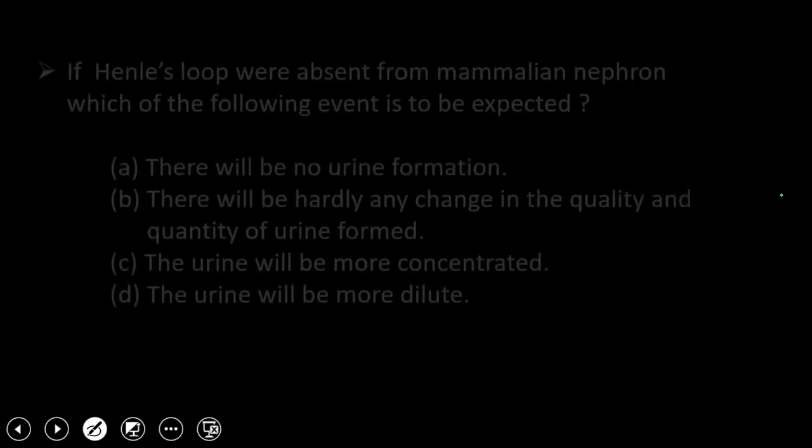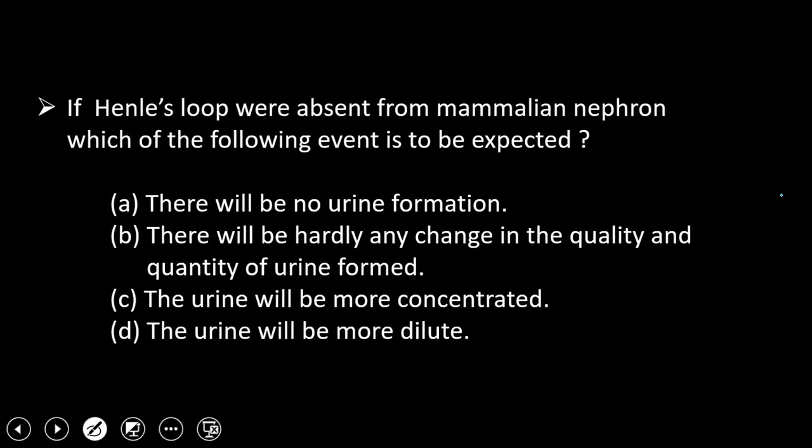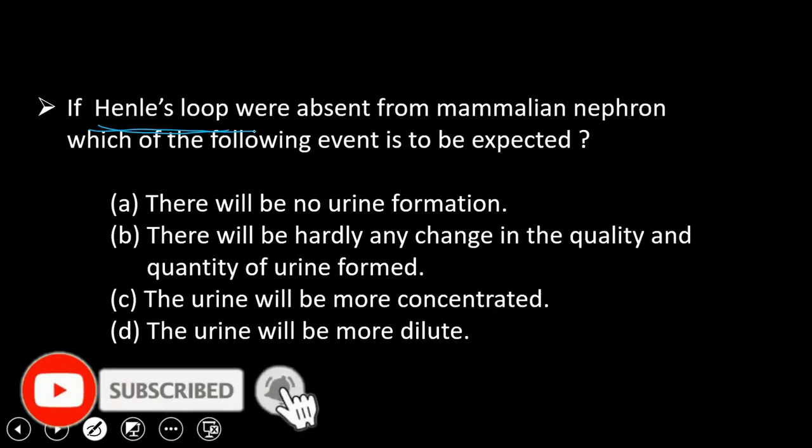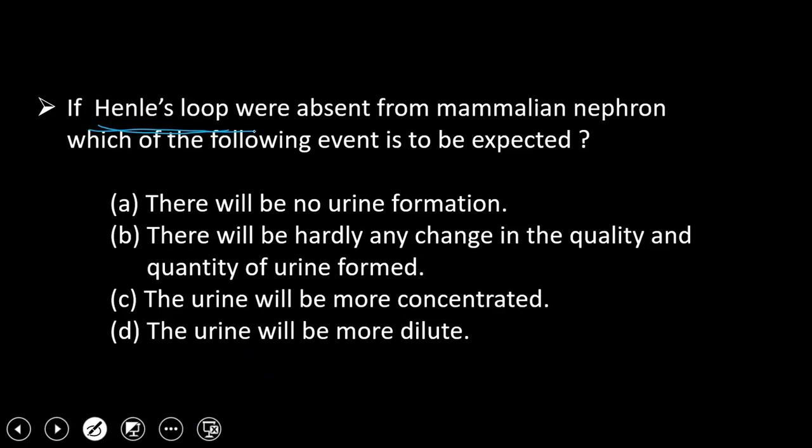Move to the next one. If Henle's loop were absent from the mammalian nephron, which of the following events is to be expected? We know the function of Henle's loop. Henle's loop is a U-shaped structure which has two parts, an ascending and a descending limb, and mostly the role of the loop of Henle is to concentrate the salt in the interstitium, the tissue surrounding the loop, and it also leads to the formation of concentrated urine.